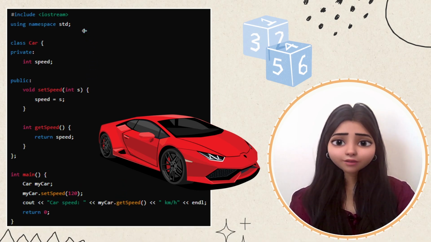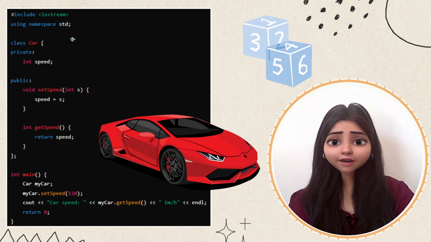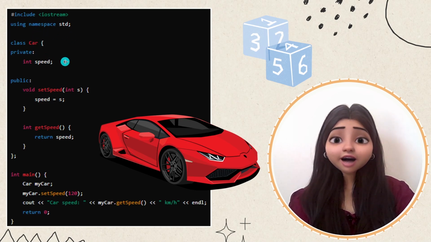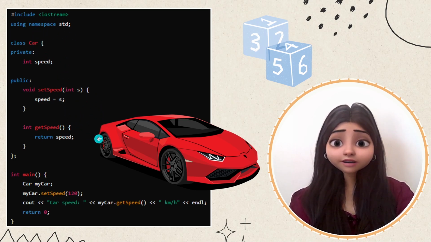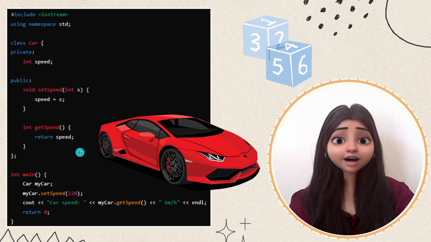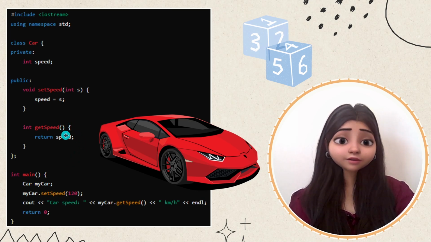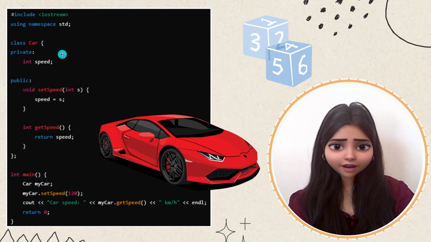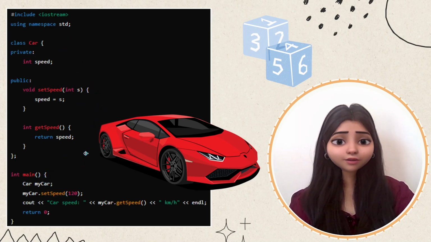This example demonstrates encapsulation by binding the data speed and the methods that operate on that data, that means getSpeed and setSpeed, together while hiding the internal state from direct access. Here the car class keeps the speed attribute private. You can't access it directly from outside the class.